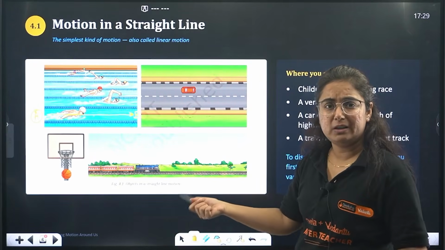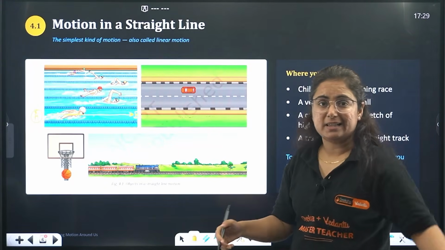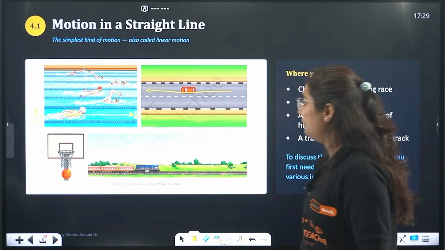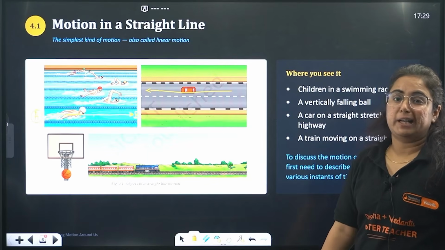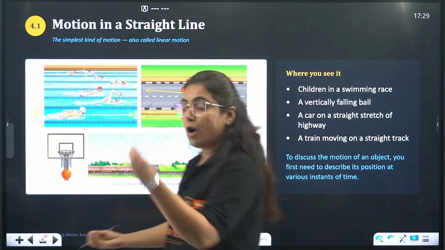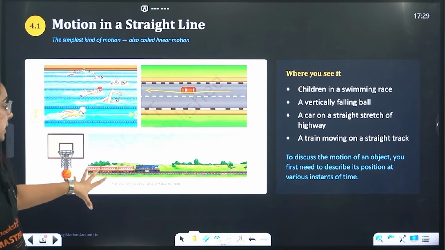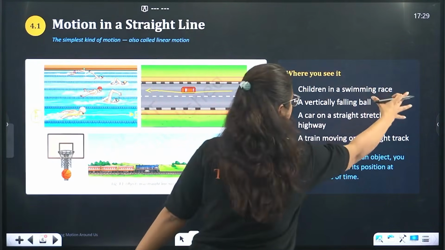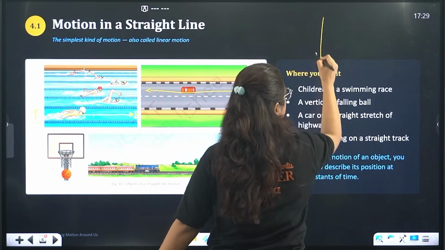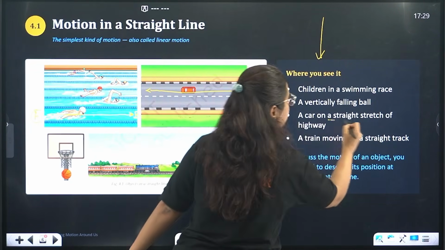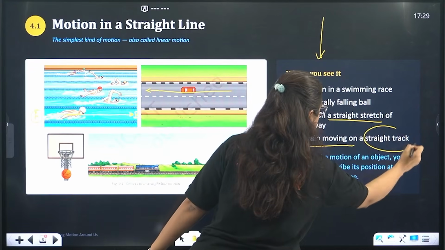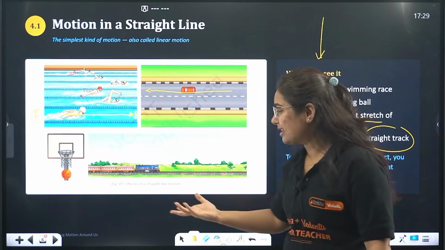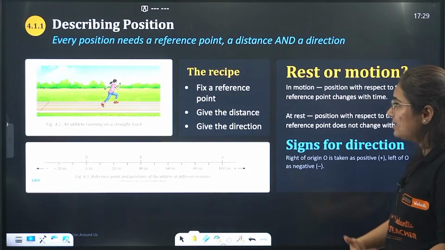Simple, very simple. Right? You have seen a lot of car racing, you are playing games of car racing. What is happening, beta? There is a pathway provided for the movement of the car. This is motion in a straight line. You can see a train running on railway tracks. This is motion, the object is moving in a straight line. Children crossing the swimming race, a vertically falling ball, a car on a straight stretch of highway, a train moving on a straight track, all these motions are considered to be motion in a straight line. But this is not something which we will study as we are moving towards class 9th.